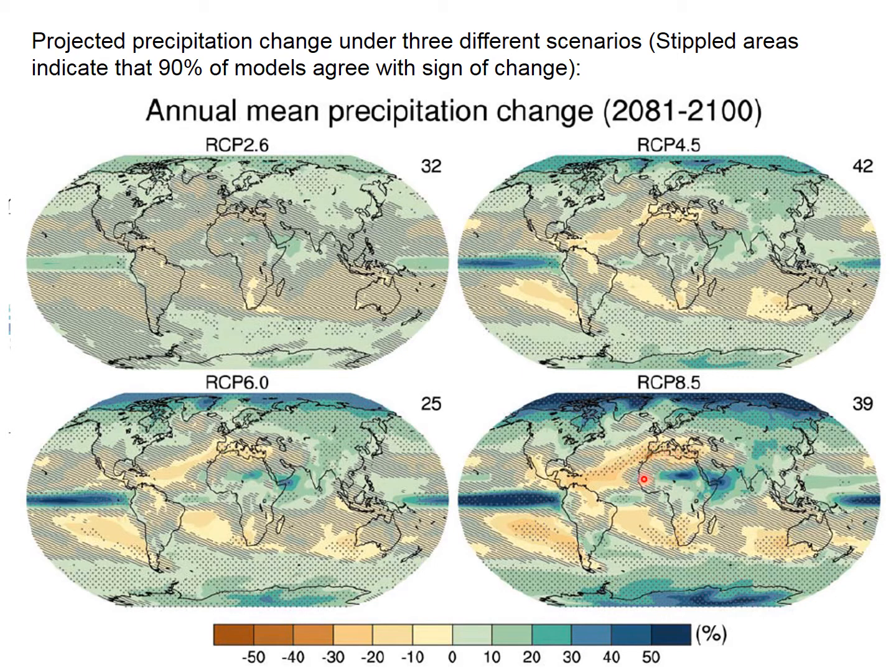Where you have the hashing over here, that means they've run lots and lots of different models and they don't all agree. So there's still quite a lot of uncertainty with these projections. But you can see that some regions are definitely going to get wetter. So the tropics here are going to get wetter. Bits of Africa are going to get wetter. But some regions like Southern Europe are going to get much, much drier. So lots of forest fires, droughts, that kind of thing.